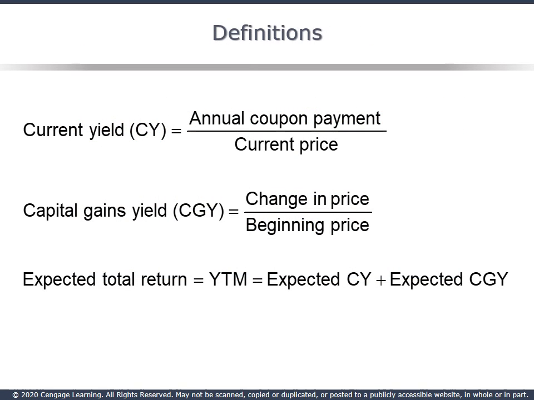There are types of yields as well. We could also calculate the current yield on a bond. We do that by taking a bond's annual coupon payment and dividing by its current price. Its capital gains yield is its change in price divided by its beginning price. A bond's expected total return is made up of these two yields, the current yield and the capital gains yield.